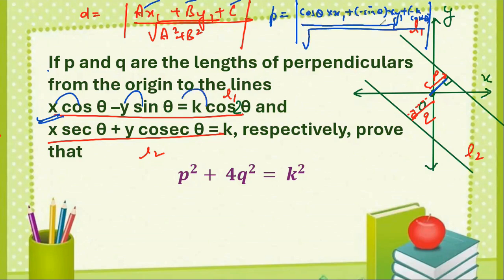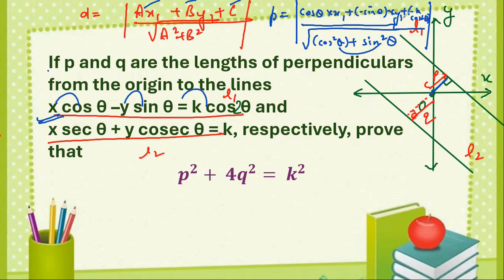Divided by square root of A square. A is cos square theta, and plus the B square, which is minus sin theta whole square, which is sin square theta only. Now you know that cos square theta plus sin square theta is 1. Correct? So you are left with the numerator only.